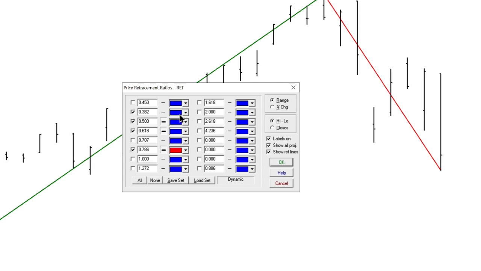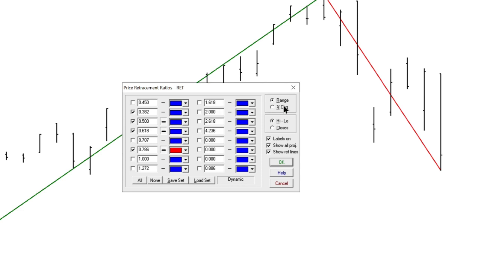And again, we can choose the color we want for the ratio. I've just chosen them blue, and except for the 78.6%, I choose red just because that's such a critical retracement level. If a market makes it that far, that's usually the extreme for a correction around the 78.6% retracement. So it just kind of stands out. Then we're able to choose whether we want a thin line or a thick line.